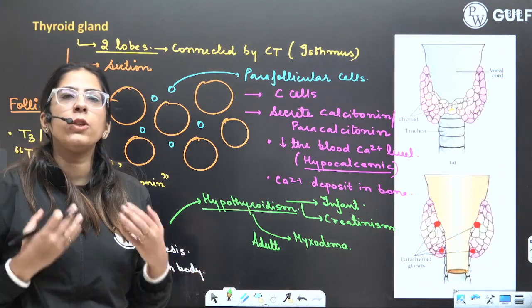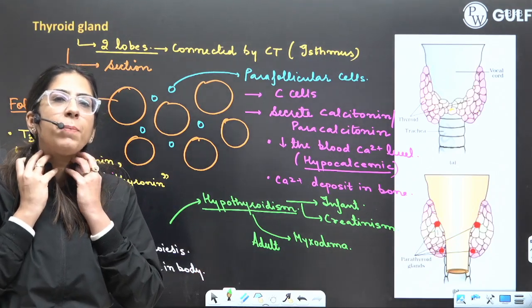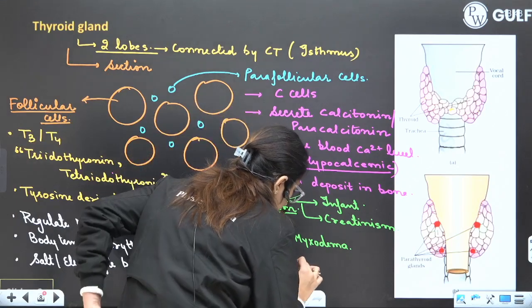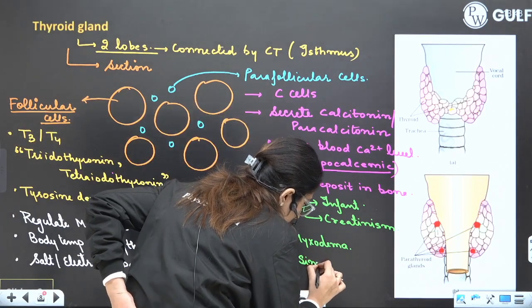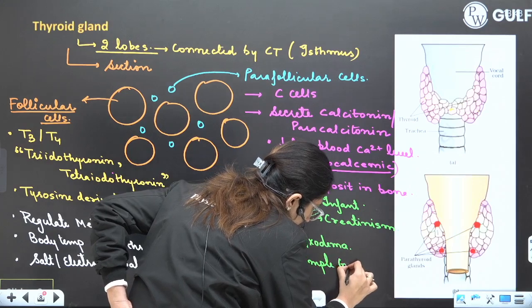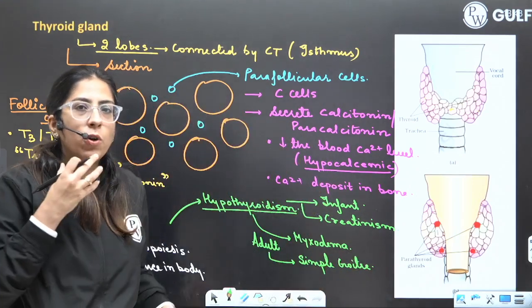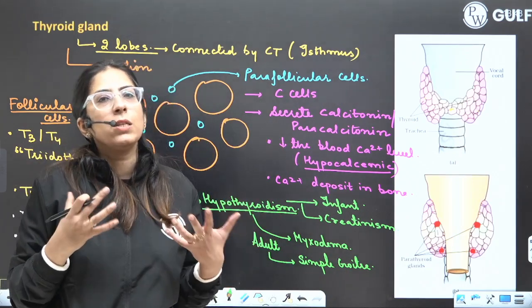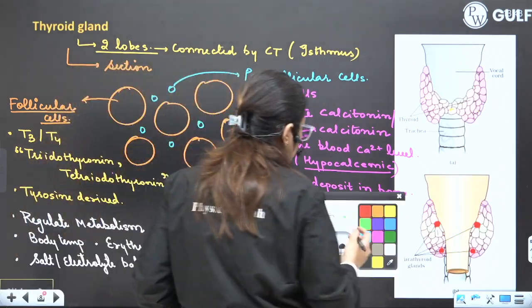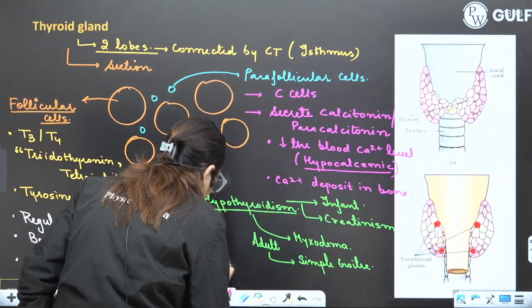Similarly, it can lead to goiter also, simple goiter. Goiter means swelling of the thyroid gland, because it wants to secrete more hormone and so it swells up. Now hypothyroidism is done. Let's talk about hyperthyroidism.